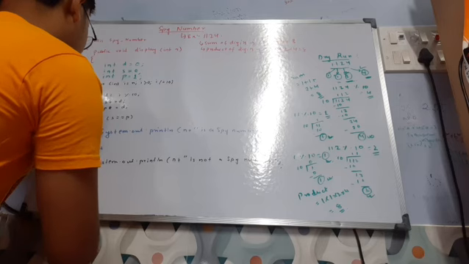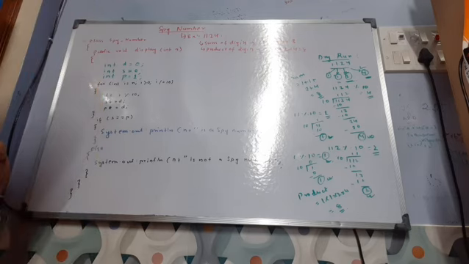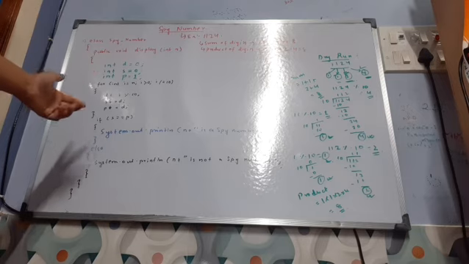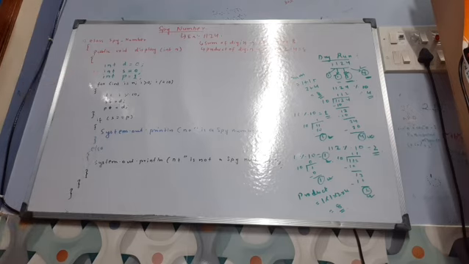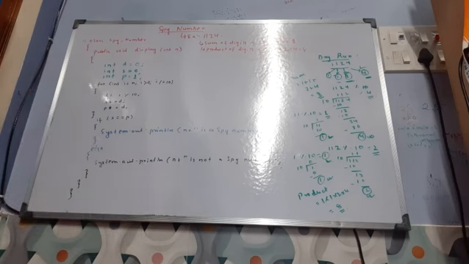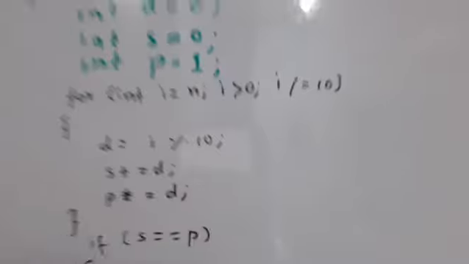Try to understand the program and justify it. This is our actual logic, and this is the most important part of the program. If the sum of the digits is equal to the product of the digits, then only can we say it is a spy number, else it is not a spy number. So this is the program we did using a for loop.